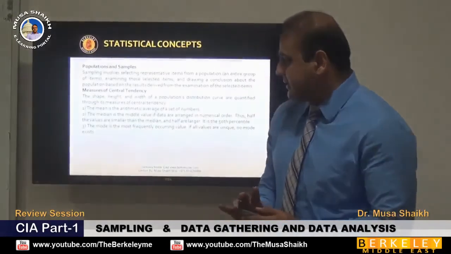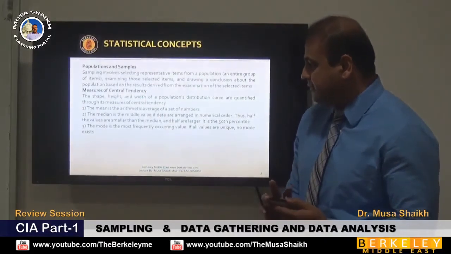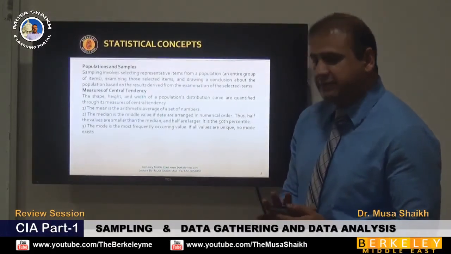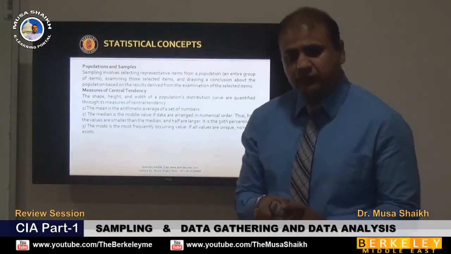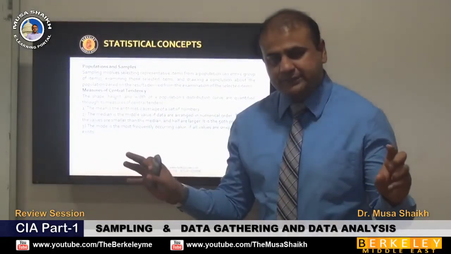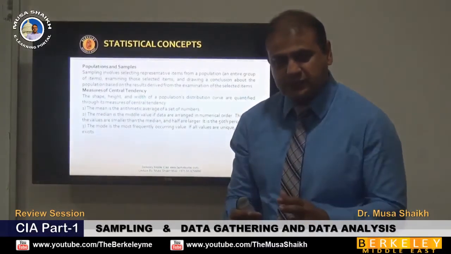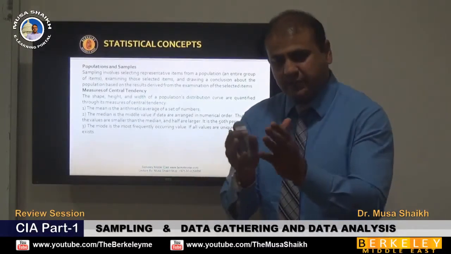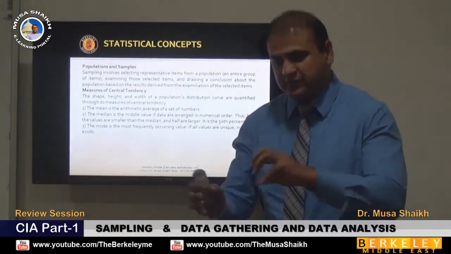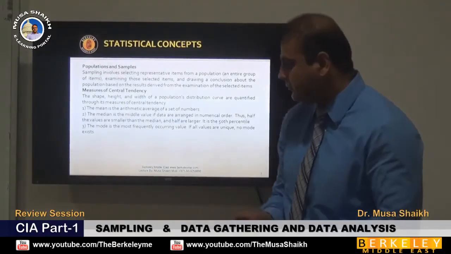This mean is the arithmetic average of a set of numbers. Median is the middle value. What we do is arrange the data; if it is 1 to 100, there are so many observations. We take the middle value. Obviously, between 1 and 100, 50 is the middle value.